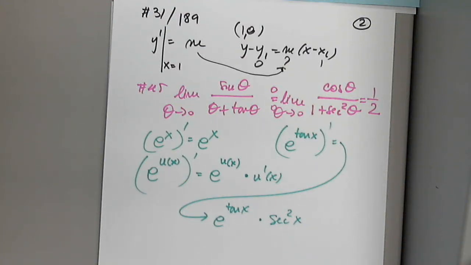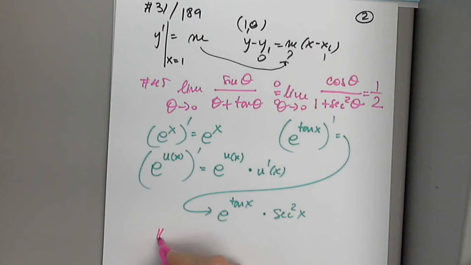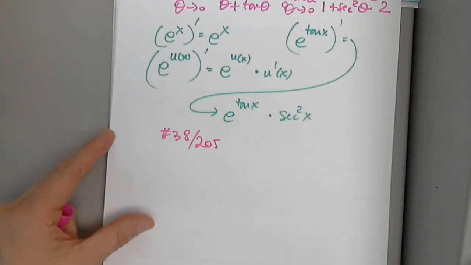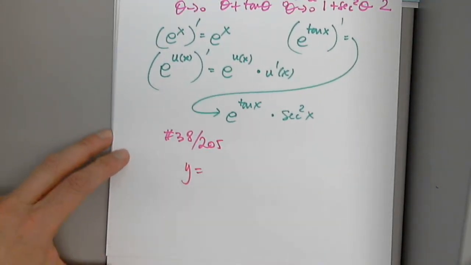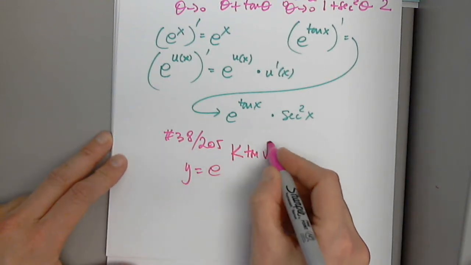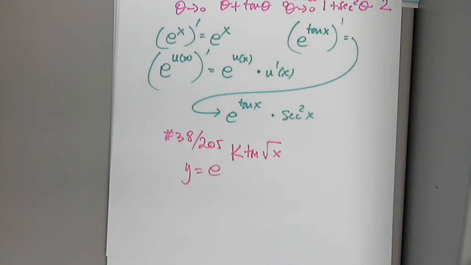And I'd like to practice with one problem here. Let's say 38, on page 205. Let's copy the problem. It's y equals e raised to k tangent the square root of x. Sometimes in this book you really can't find simple examples. So that's one of them. Not simple.